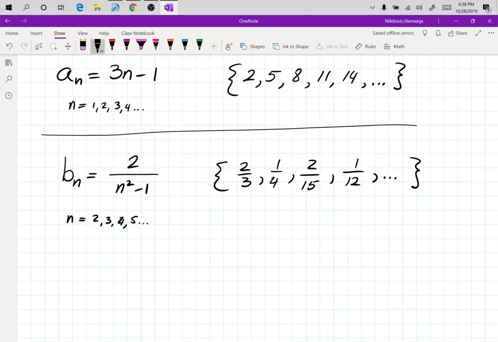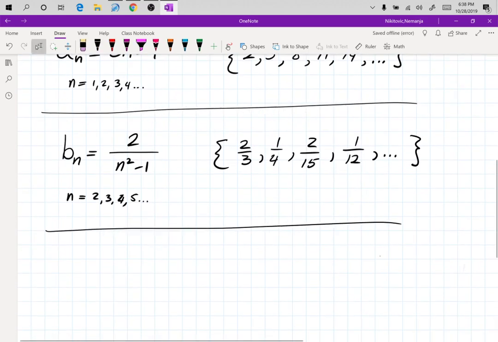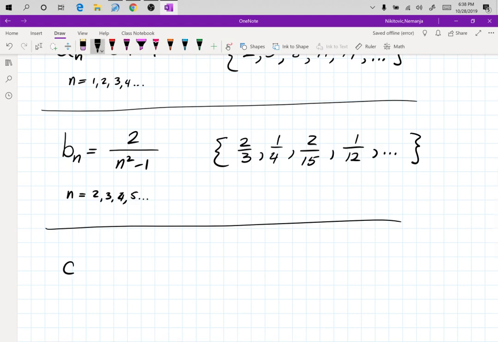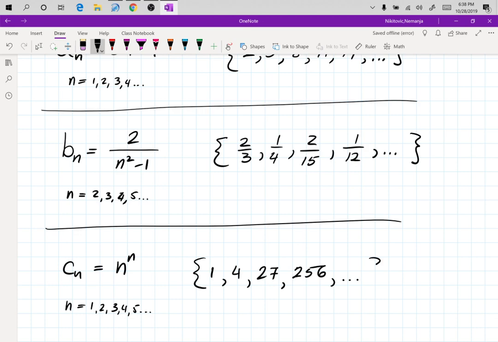You're allowed to literally make anything you want. c_n, let's say n to the n. It's okay. We'll start counting at 1. And we'll have 1 to the 1 is 1. 2 squared is 4. 3 cubed is 27. And 4 to the 4. Very good. And then we'll have much larger numbers following.